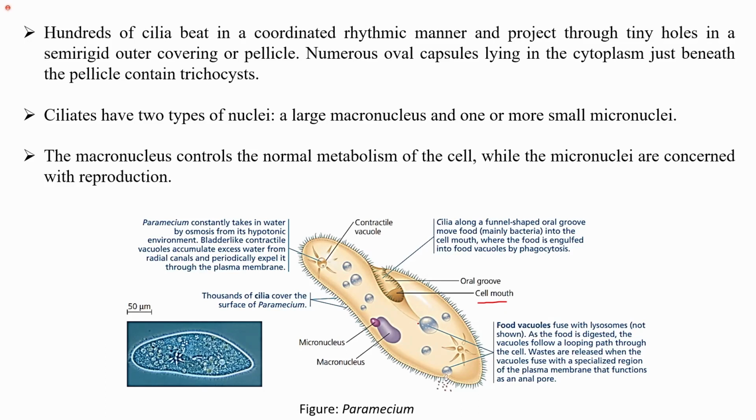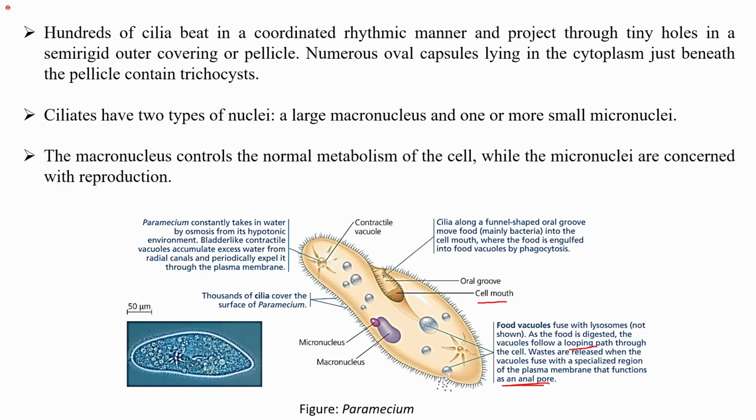Food vacuoles fuse with the lysosome. So this is the food that enters, right? This food vacuole fuses with the lysosome, and since the lysosome contains enzymes, this helps in the digestion of the food. As the food is digested, the vacuoles follow a looping path through the cell. Waste is released when the vacuoles fuse with the specialized region of the plasma membrane that functions as an anal pore.